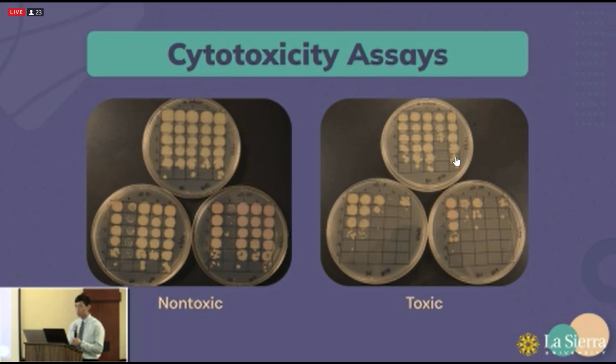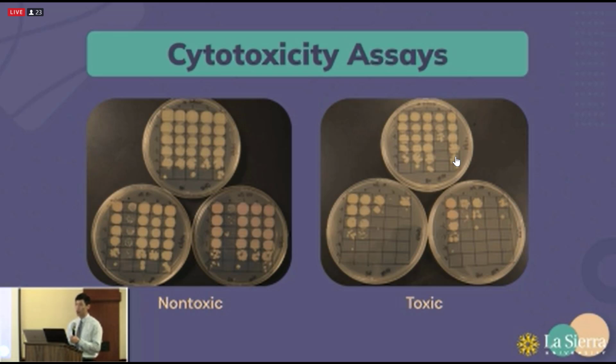Contrast that with this image, again focusing on the three columns to the right, we can see that as we express the phage gene, it caused a significant decrease in the amount of bacterial colonies, and therefore we can label this as toxic. So this cytotoxicity assay is really important, really helpful in characterizing gene function, but it only illuminates one aspect of the gene function.